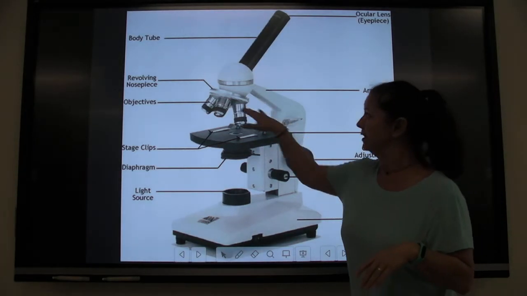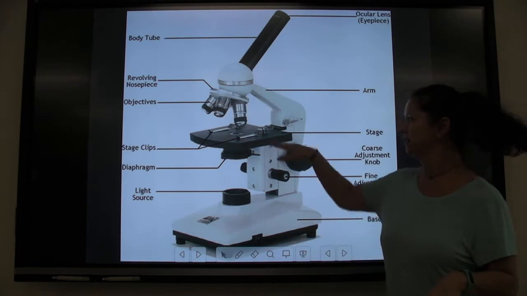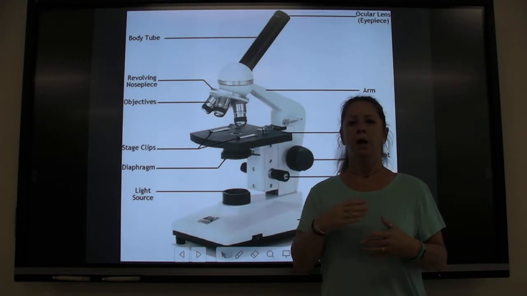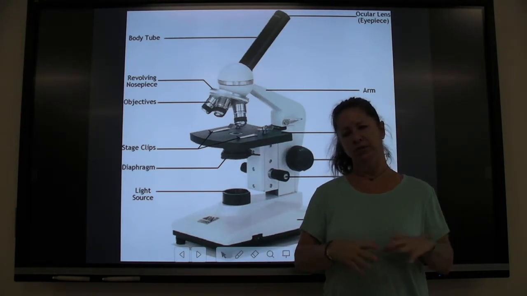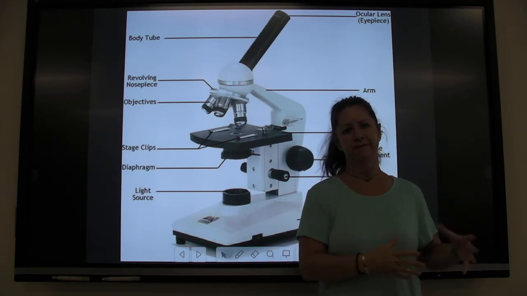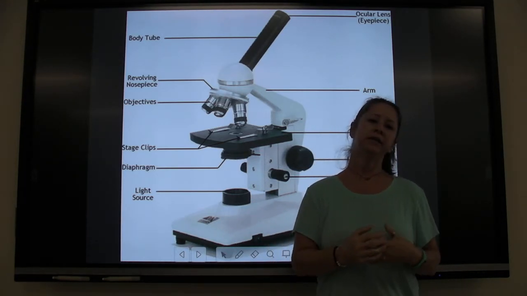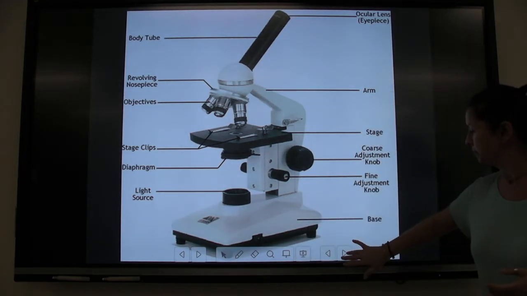Sometimes the lenses move up and down, but the ones that we're going to be using, the stage is going to move up and down. So while all the parts in general are the same, there are some differences in how different manufacturers make their microscopes and how they work. But once you know the basics, you'll be able to pretty much understand any microscope.